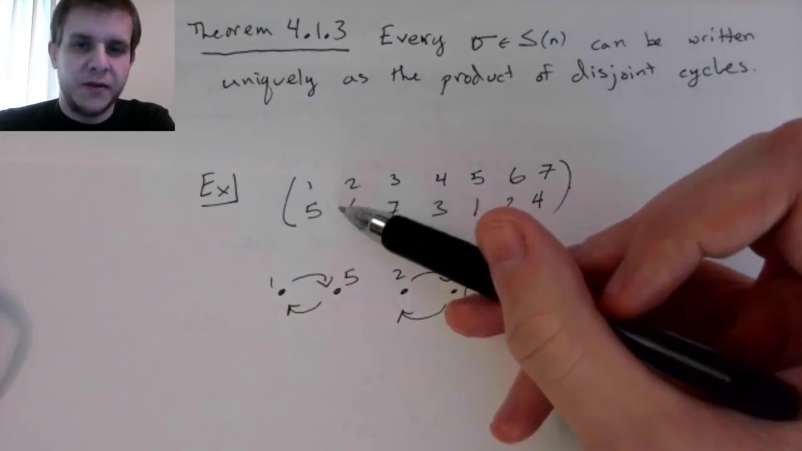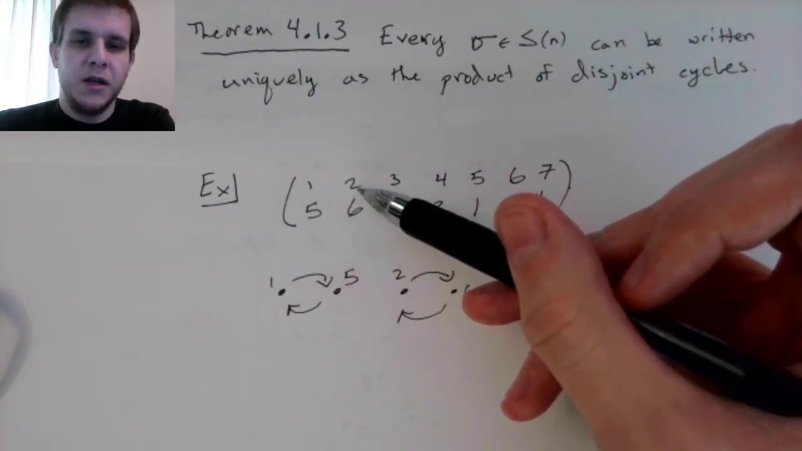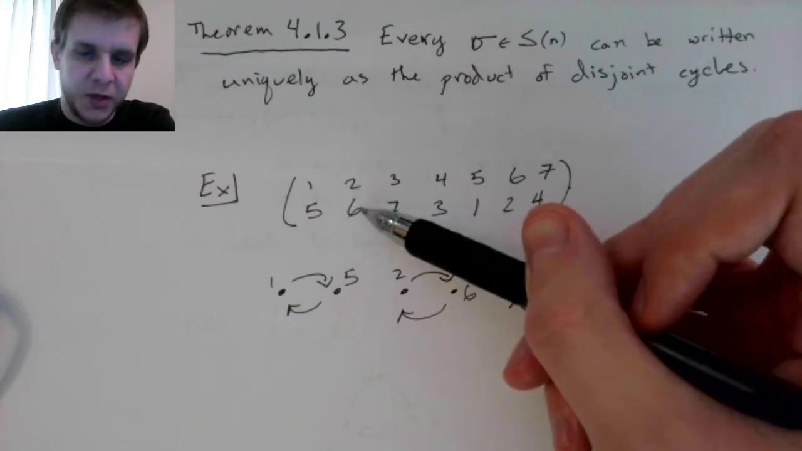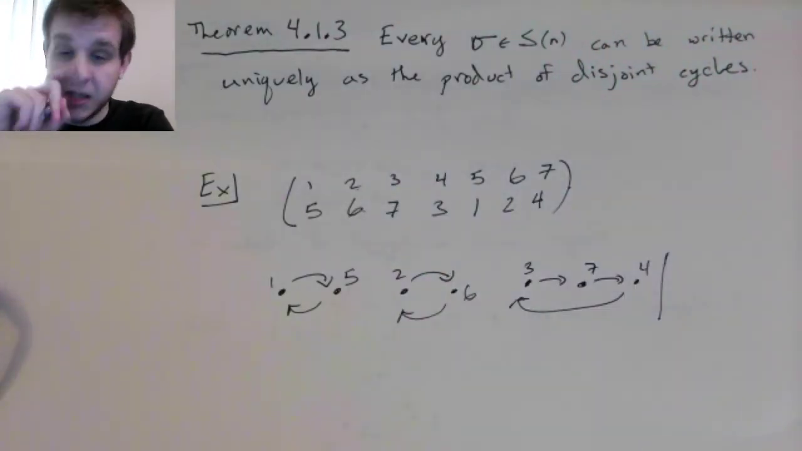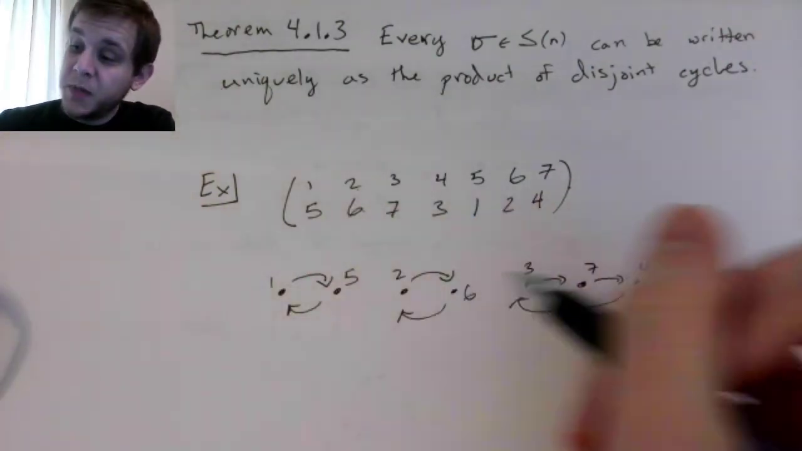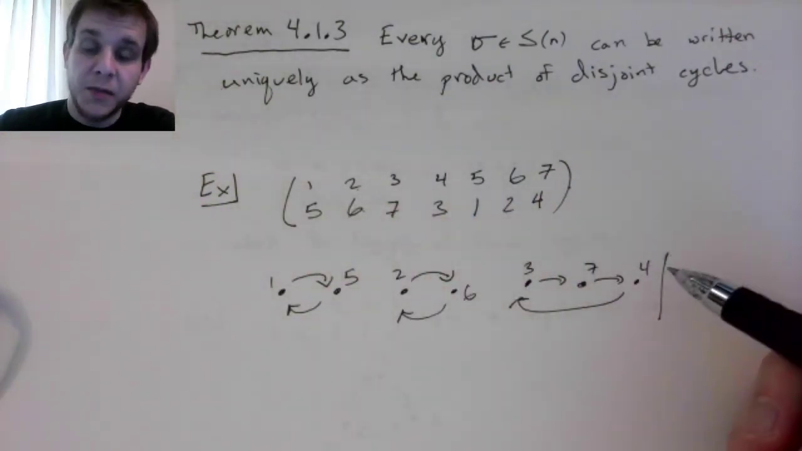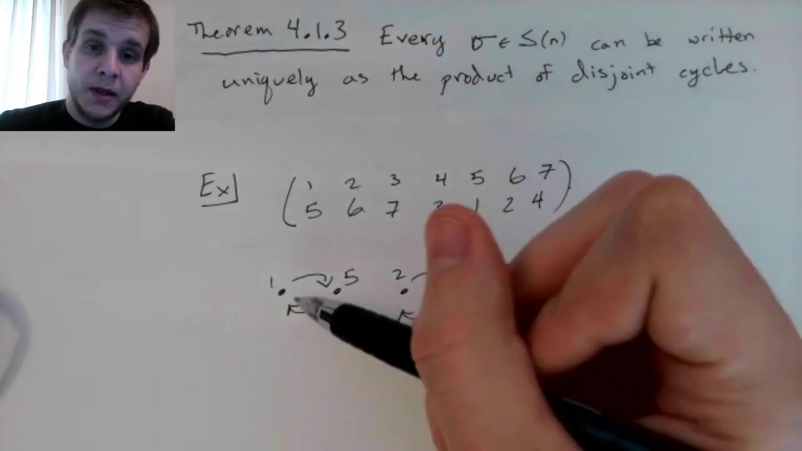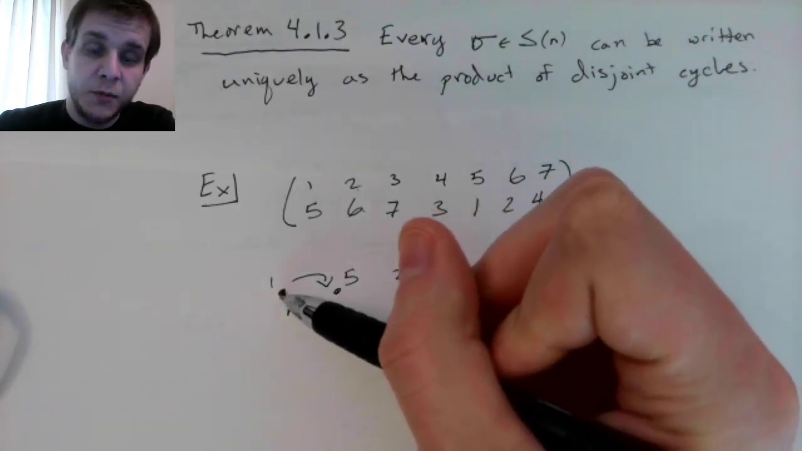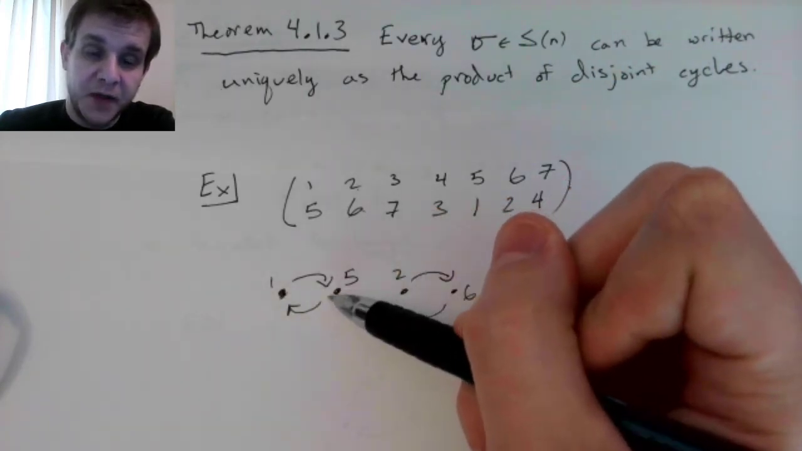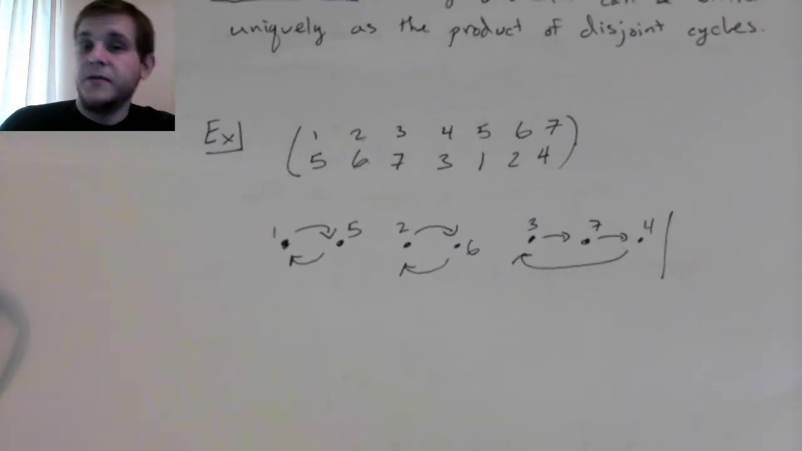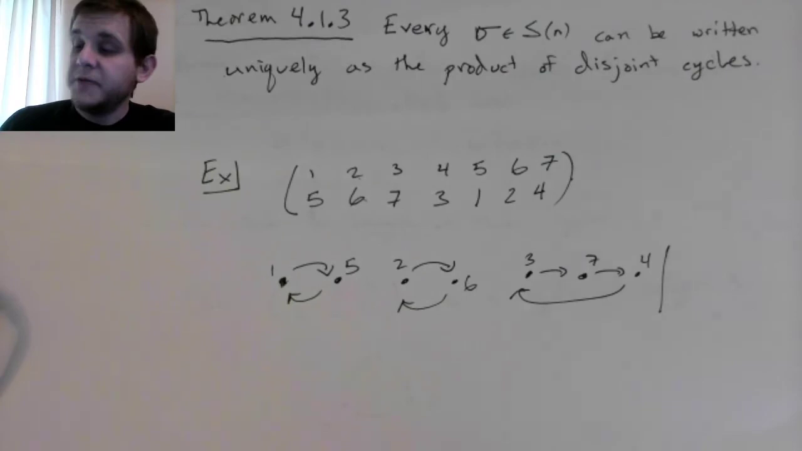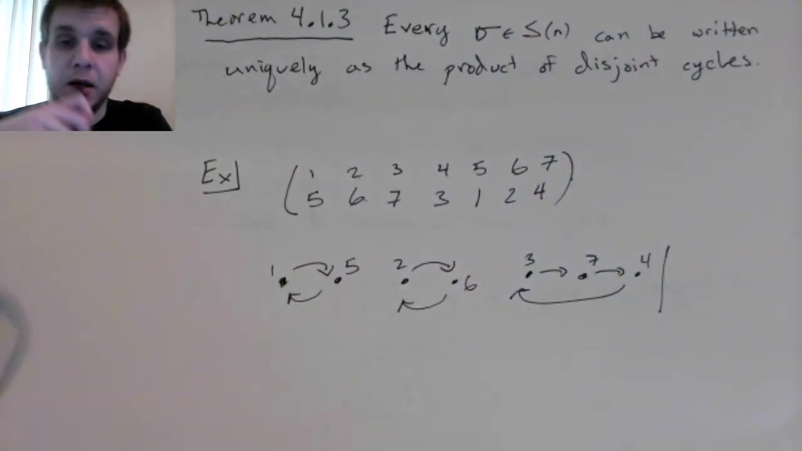So 1 is going to have to go to 5. By definition, sigma of 2 is equal to 6. Sigma of 3 is equal to 7. So this is the notation we discussed at the beginning. So these pictures are another way to document what the function is doing. The image of 1 under sigma is 5, and the image of 5 under sigma is 1. So if the function is a bijection, every bijection has this cycle structure.